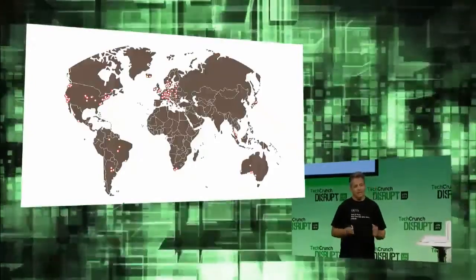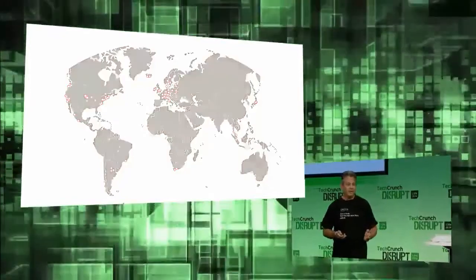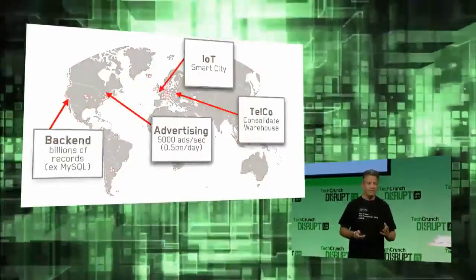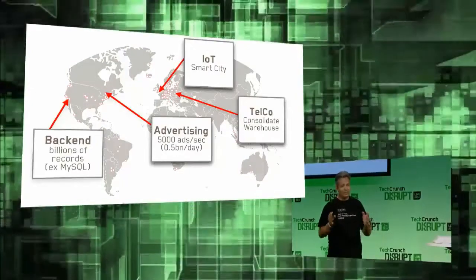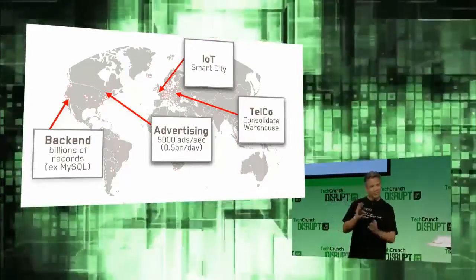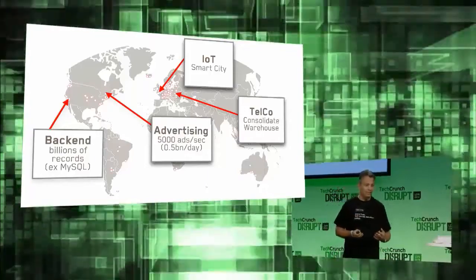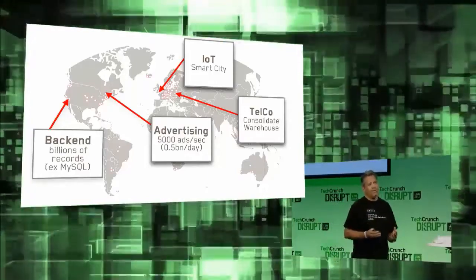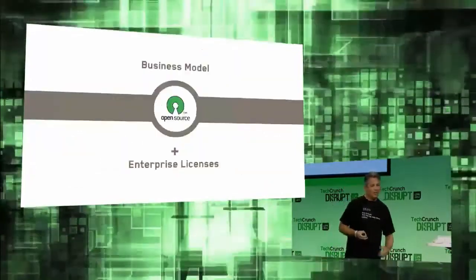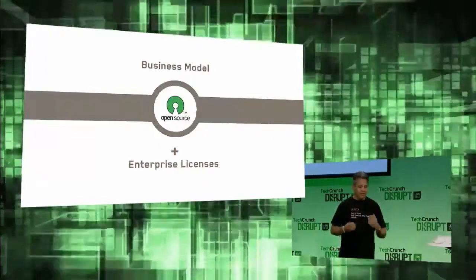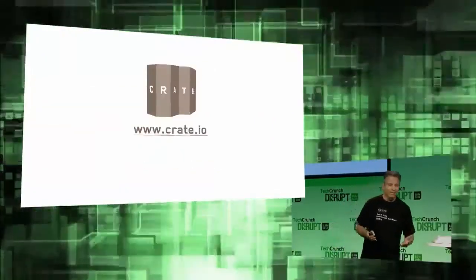In the past months, we have tested and piloted Crate with developers around the world. Just to give you an idea: Internet of Things startups that store time series data, telcos that consolidate their warehouse sources into a real-time store, advertising companies doing real-time analytics, or replacing big MySQL backends for web-scale companies. We're open source software, and on top we sell enterprise licenses. Crate is available for download now.